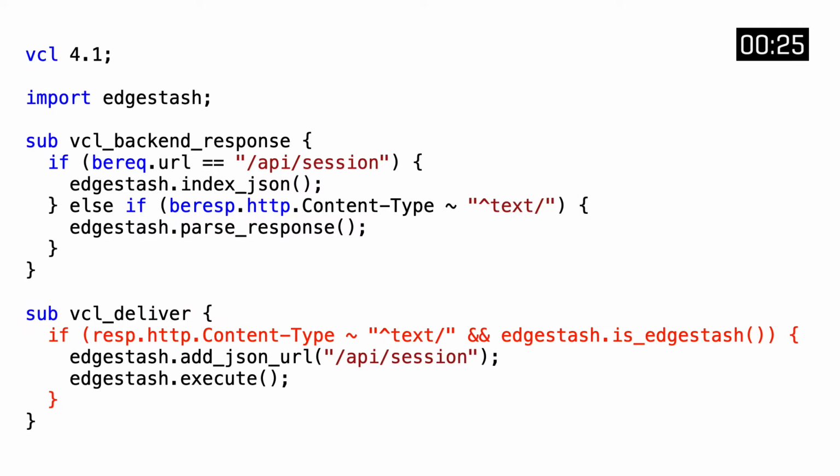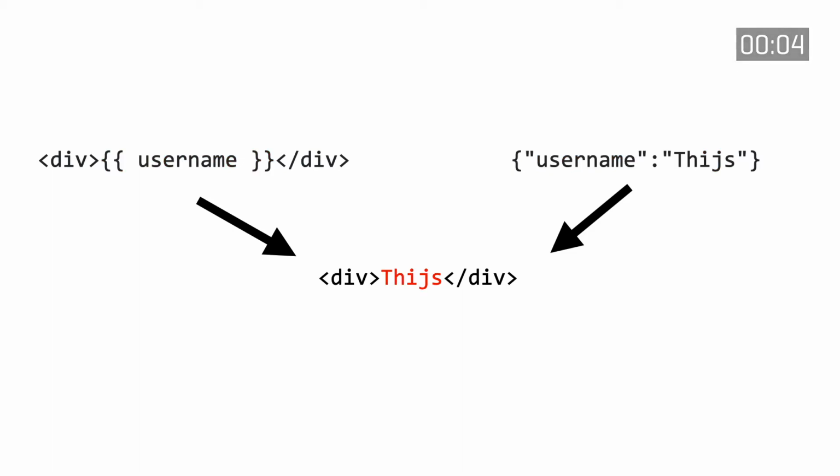At delivery time, we enter the vcl_deliver subroutine. If the content type response header of the response matches the text value, such as text/html, and we already have a pre-parsed Edgestash template, we can inject the stateful endpoint through edgestash.add_json_url. And in this case, we add /api/session as the endpoint. And in the end, we execute it all by calling edgestash.execute to parse the right value into the placeholder.